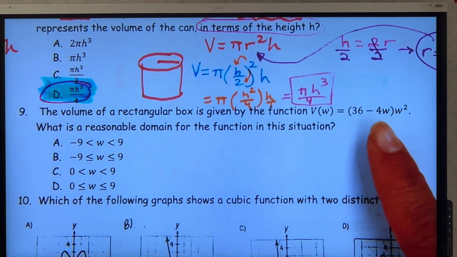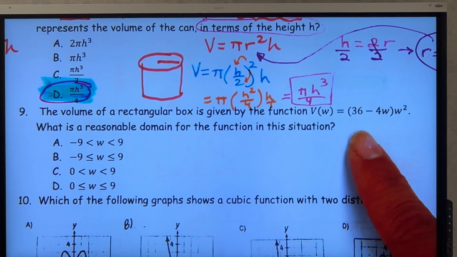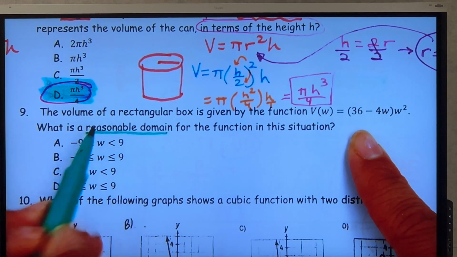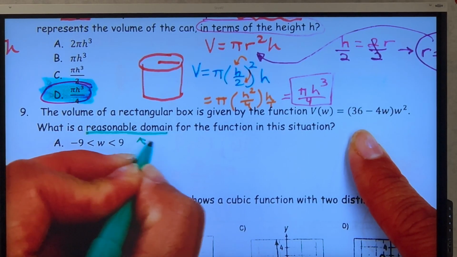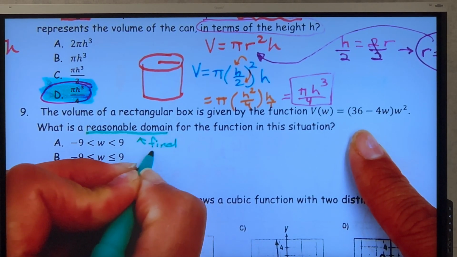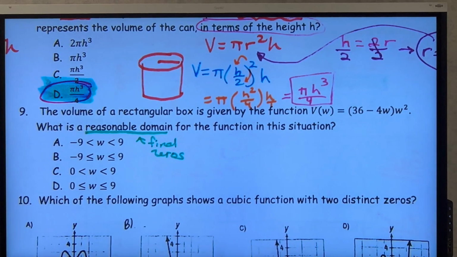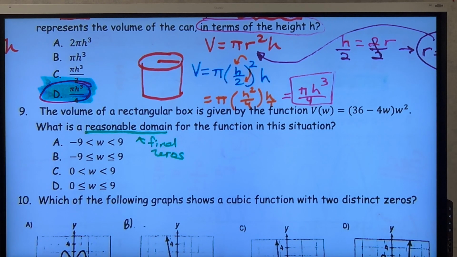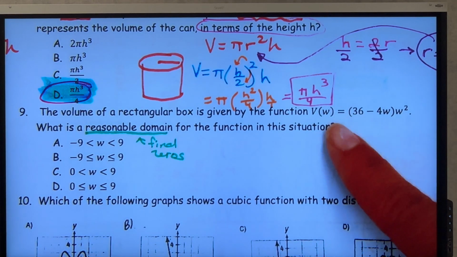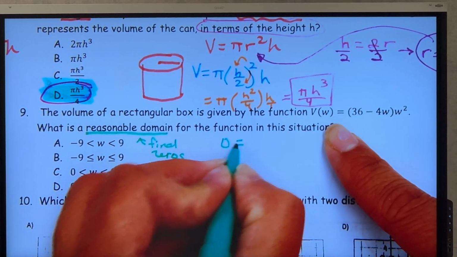Okay? So what we need to do is find a reasonable domain. That means we need to find the zeros, because the zeros are x-intercepts, and the x-intercepts are going to tell us what values we're using on the x-axis. Well, in this case, w is our x. They're using a w, but it's the same thing. It's the x-axis. So to find the zeros, we need to set the equation equal to 0.